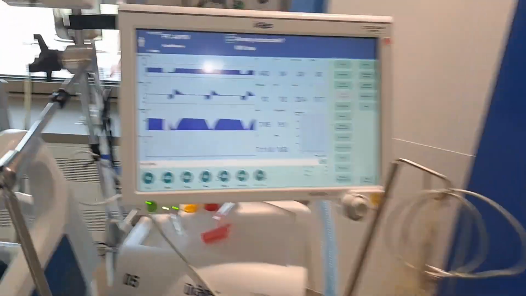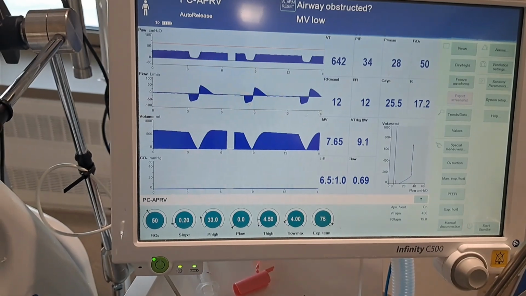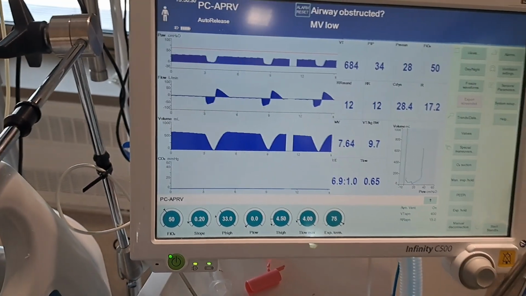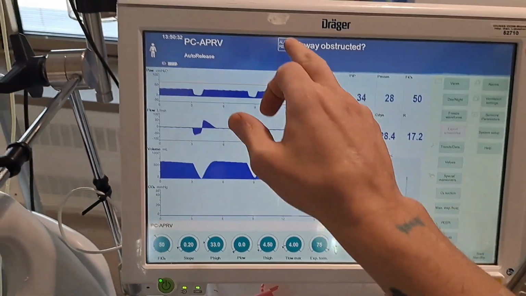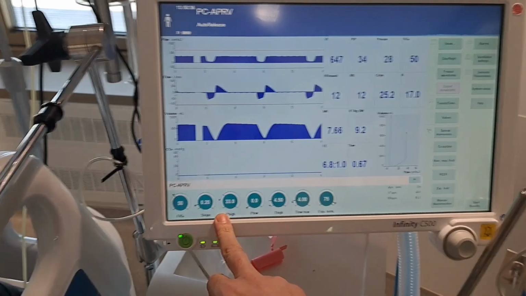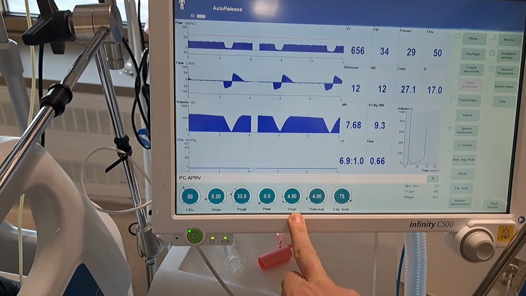When conventional ventilation does not work, even with the optimal PEEP, it doesn't mean necessarily that the patient is non-recruitable. It means they're non-recruitable on a conventional mode for that particular patient. But it doesn't mean that they are going to be non-recruitable when you start accessing the variable of time.